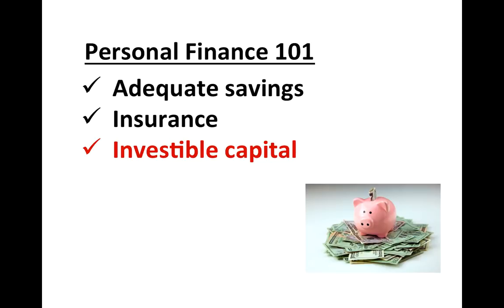After you have settled savings and insurance, the last thing that you have to set aside is your investable capital. This is the capital that you will be using to trade and invest. So this is like capital that you can afford to lose. That's why you need to have the savings and the insurance first as a safety net before you even talk about trading or investing.